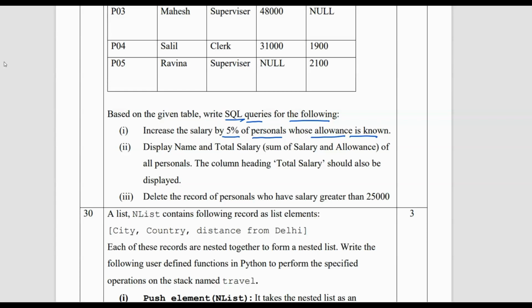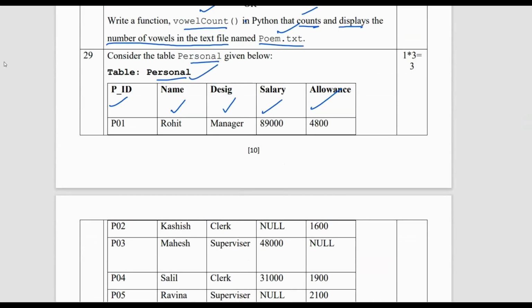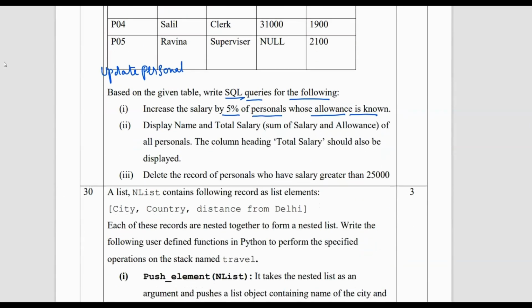Whenever you are making changes in the table, you should use the update command. Update. What is the name of the table? It is personal. Update personal. Personal or personals, just check it. It is personal. In the question they have given personal, so write it that way in the command.